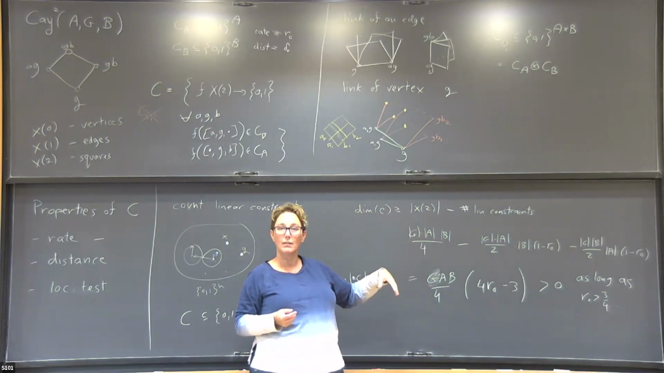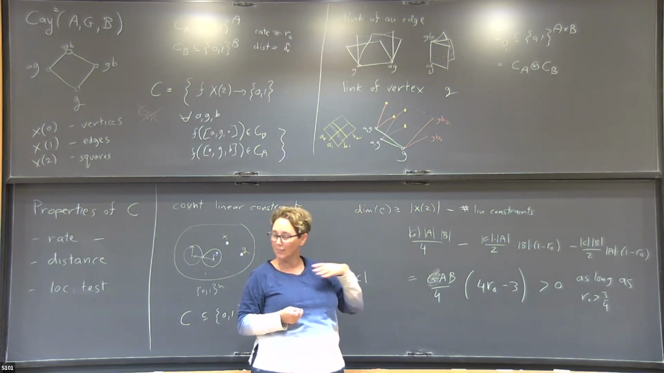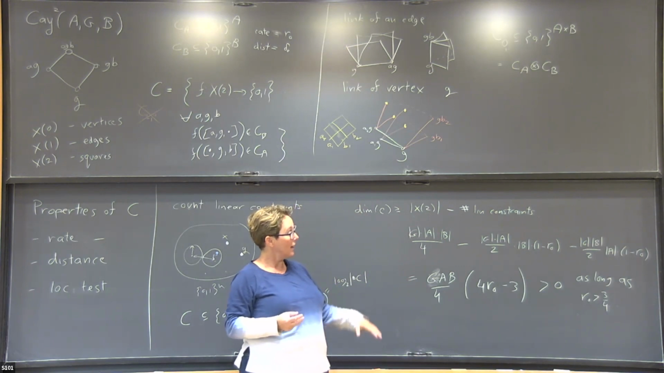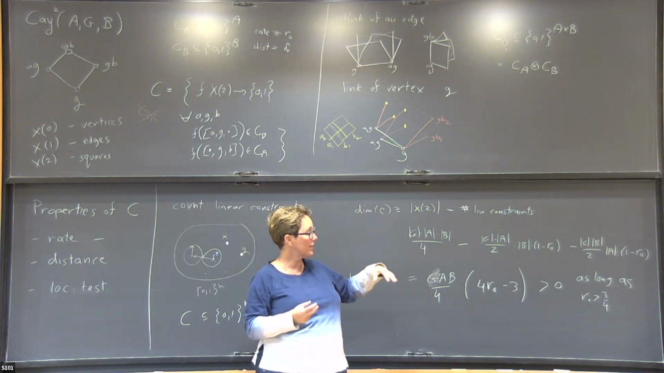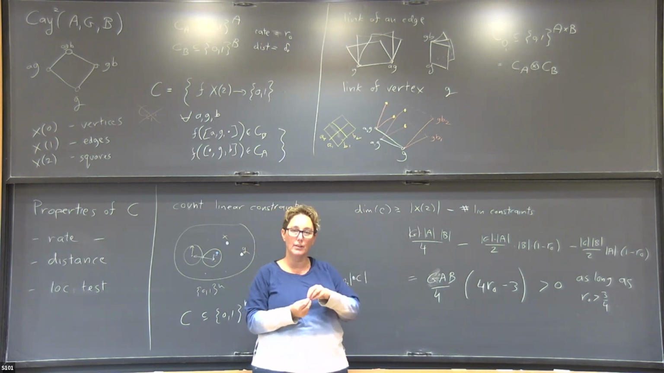Now, for the tensor code, you don't need any clever argument. It's just like when you have one row. Now, the new thing here is that we're going to use the expansion also to lift the local testability.